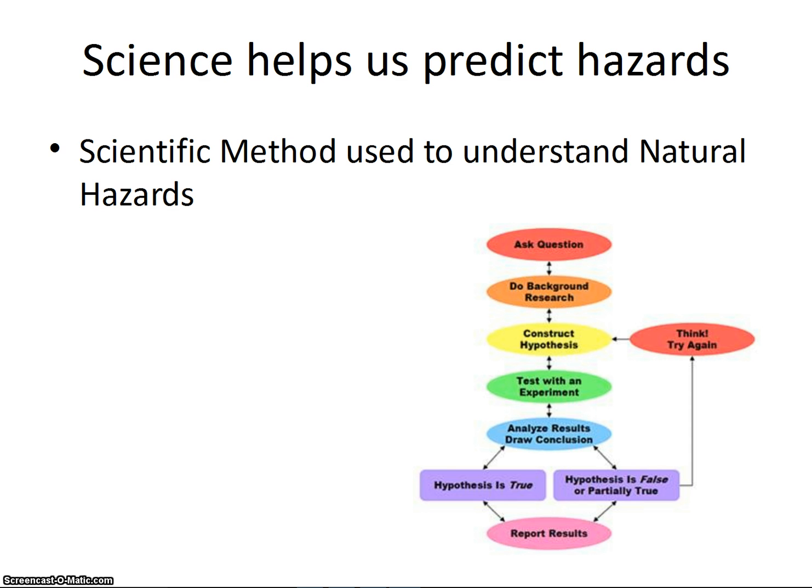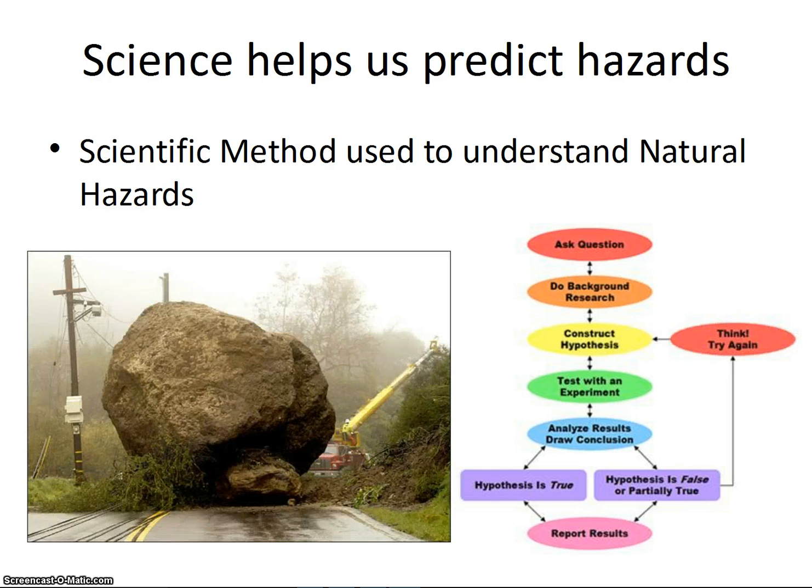For an example of the scientific method, let's look at the picture of a large boulder in the road. My questions are, why is there a boulder in the road? Where did it come from? Do boulders frequently fall on this road? Does the weather influence boulders falling on the road? Was anyone hurt? What is the economic cost?